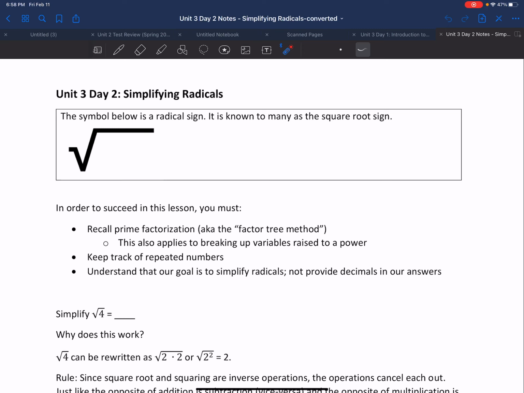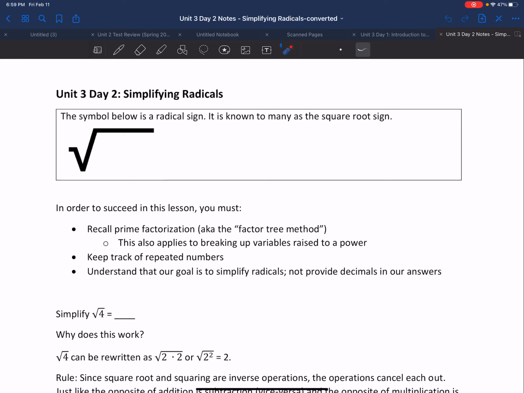Alrighty, what's up everybody? We're going to go ahead and talk about simplifying radicals. So the first thing I want to note is that a radical is basically this symbol that you know and love. It's the square root sign. And in today's lesson, we're trying to learn how to simplify radicals.